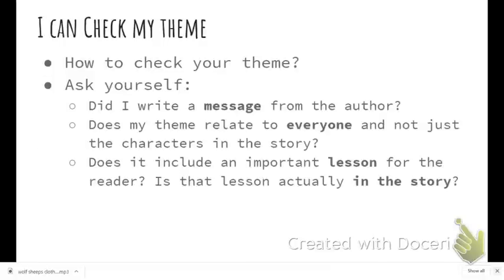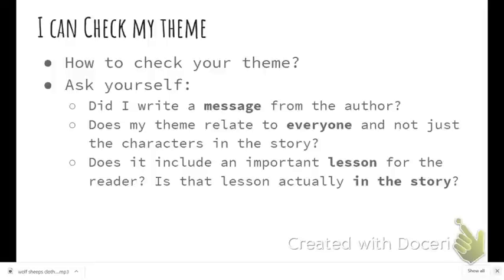Okay, we can check my theme. Did I write a message from the author? Yes, I think the message is from the author. It is a message. It's not a summary. I said it's difficult for you to carry out a good plan, right? It's easy for you to make a plan and hard for you to carry it out if it's dangerous. Does my theme relate to everyone? Yes, I'm talking to you. I'm not just talking about the mice.